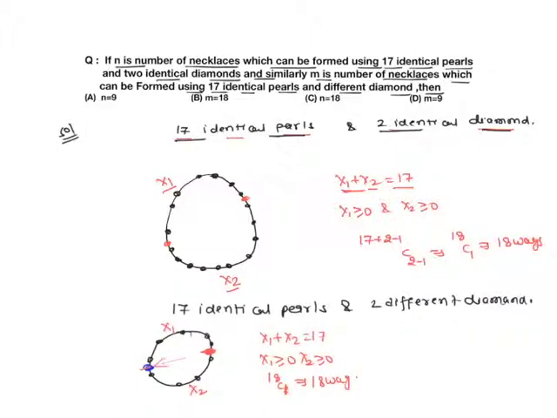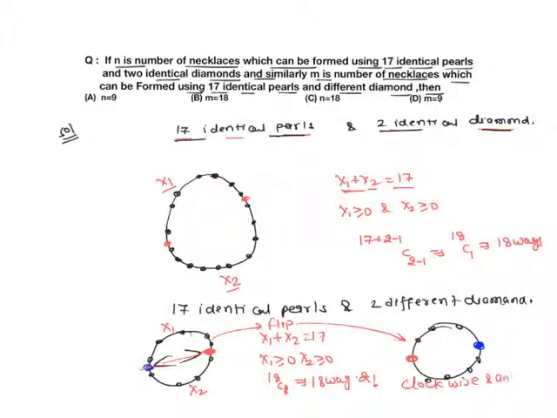Now these 2 diamonds can interchange by 2 factorial ways. So if we interchange these 2, there are 17 identical pearls and blue will come this side and red will come this side. Now if we flip this one, we will get this one. That means clockwise and anti-clockwise are same. That means we have to divide by 2 factorial. So what will we get? 18 ways. So this is your answer. So m and n both are 18.